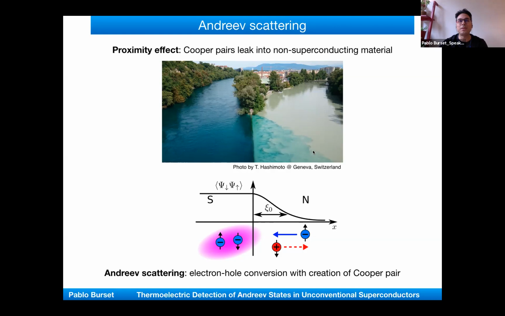The effect of this penetration of Cooper pairs is that superconducting correlations are induced in the non-superconducting material, allowing for a type of process called Andreev scattering, where an electron in the non-superconducting material can couple with another electron to form a Cooper pair in the superconductor, leaving an empty state or a hole behind, in a process called Andreev scattering or Andreev reflection.